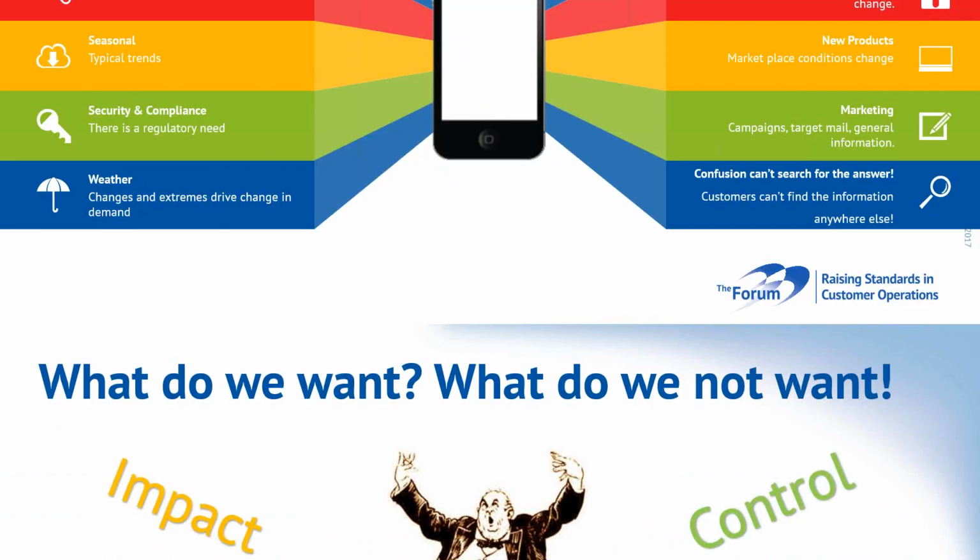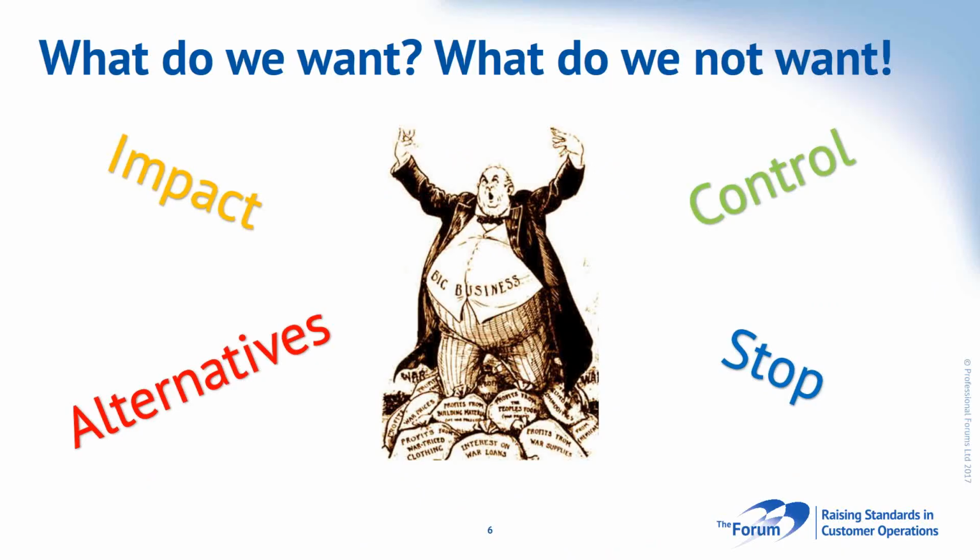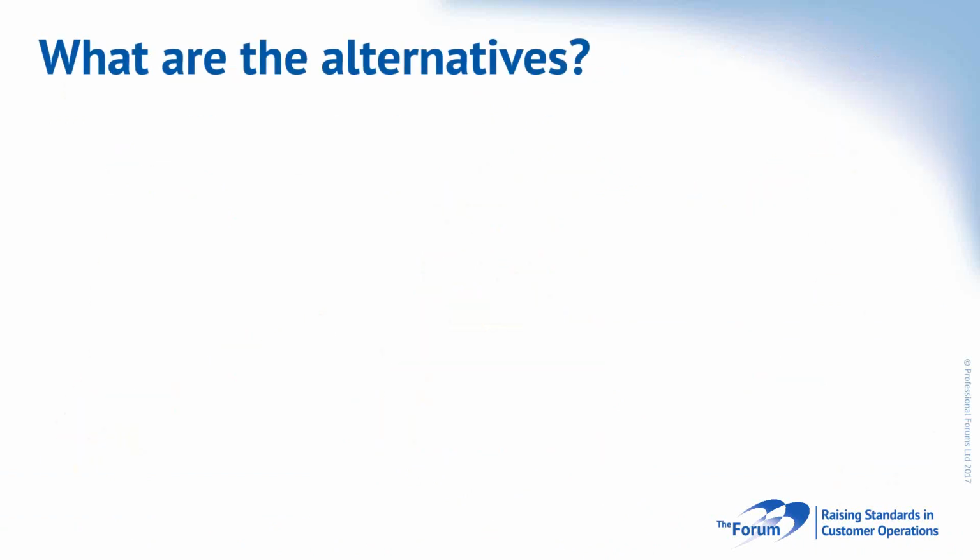From that, you can then start to say, actually, do we want all of these? Which calls do we want? Which calls do we stop that are just completely unnecessary? What are the alternatives? Because if people want to reach out to us, what are the alternatives for them, and how can we control those? So let's have a little think about some of those.